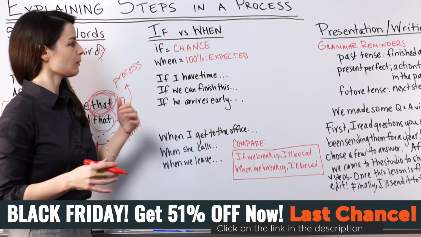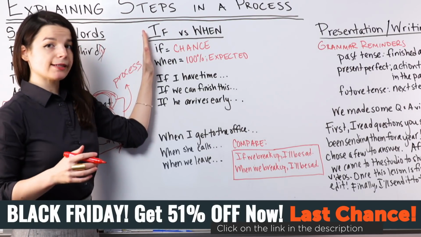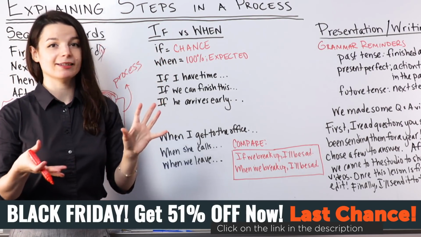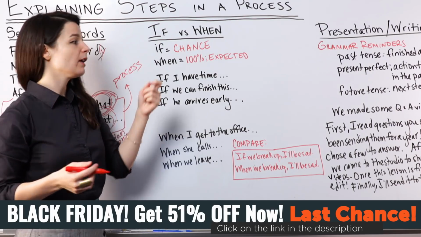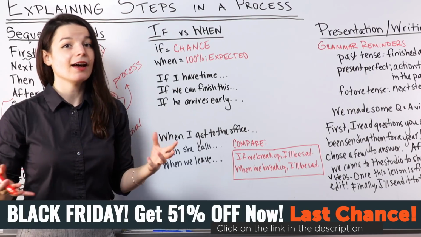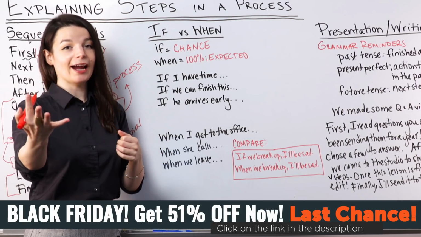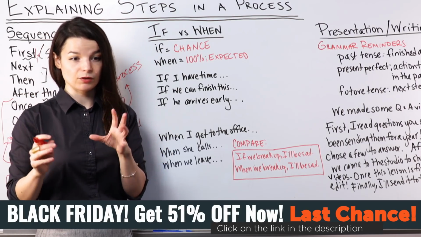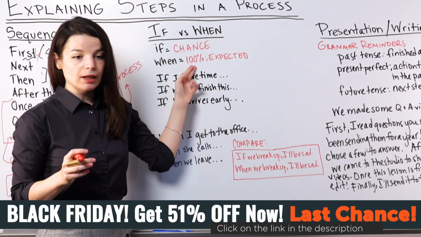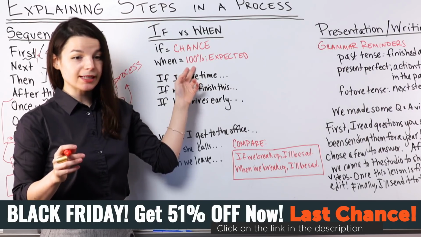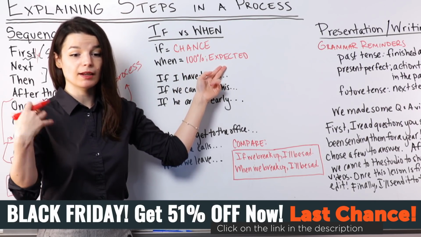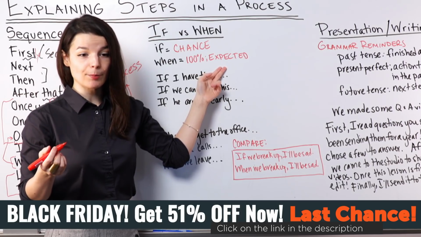Very simply, we use "if" when there is a chance something can happen. So "if" is used to talk about an unreal situation. It has not happened, but there's a chance it's going to happen in the future. "When," on the other hand, is something that is 100% going to happen. There's an expectation. It's something that's expected to happen.